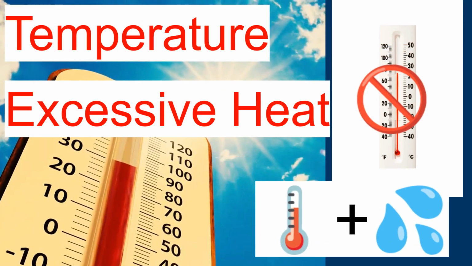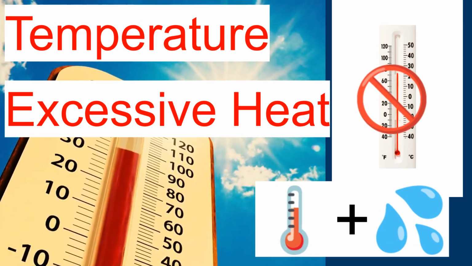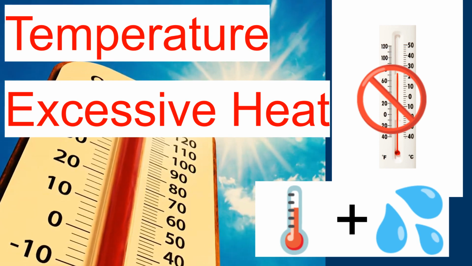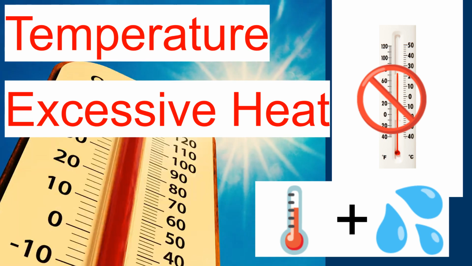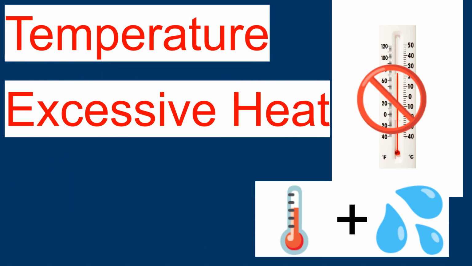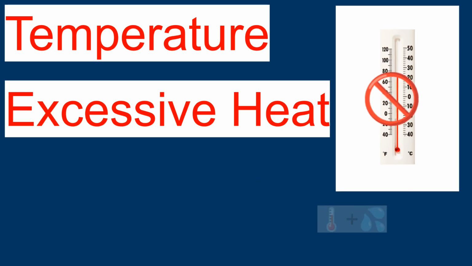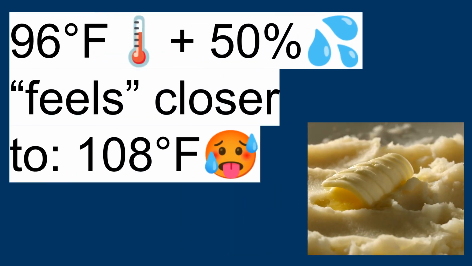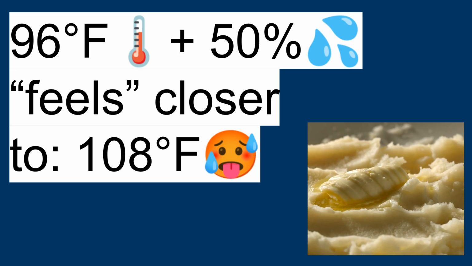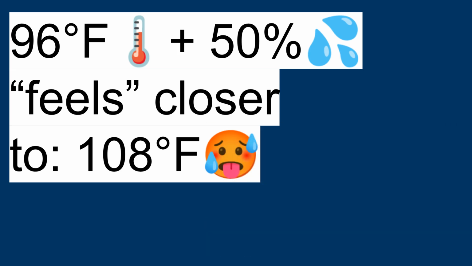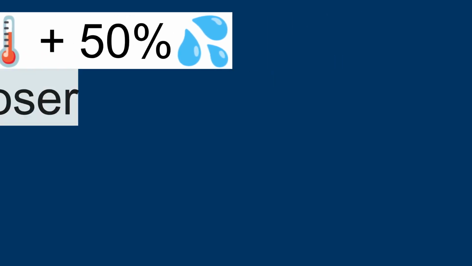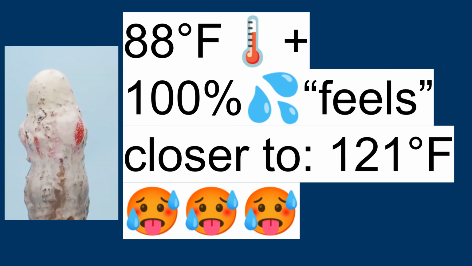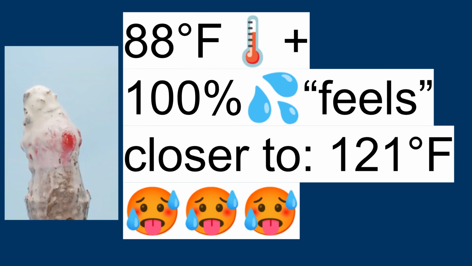We all know summer is hot, but why is it so hot? Well, you probably heard on the news the "feels like" or "real feel" temperature. This is not the actual air temperature, but instead a measurement that takes into account the relative humidity to indicate what's called the heat stress index. So, for example, an air temperature of 96 Fahrenheit with 50% relative humidity feels like 108 Fahrenheit to your human body, and you might feel like melting butter. And even worse, 88 Fahrenheit with 100% relative humidity can feel like it's really 121 Fahrenheit.